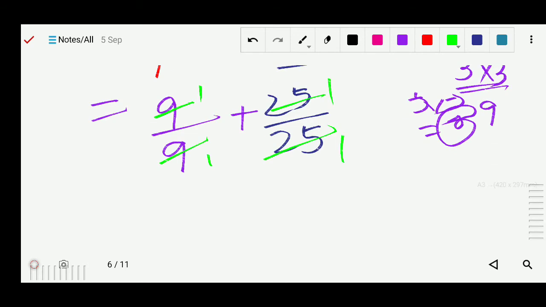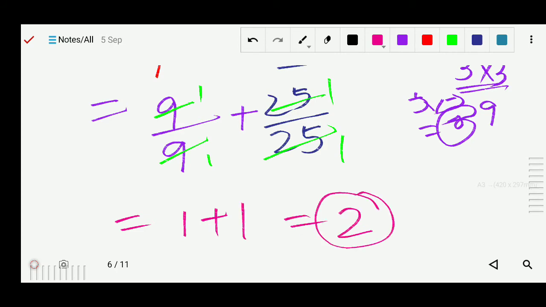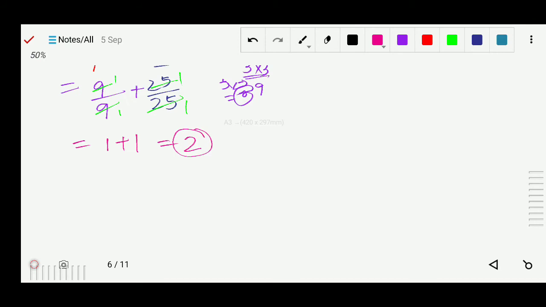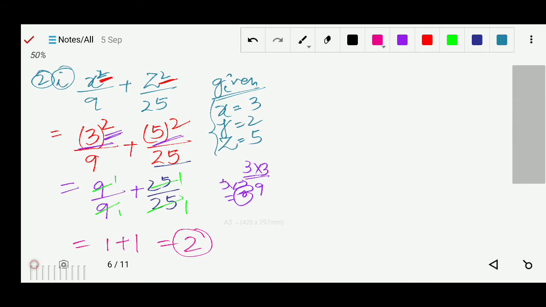So it means we got here 1 and here also 1. So 1 plus 1 is 2. So what is the answer? 2. Got it? How have we done?